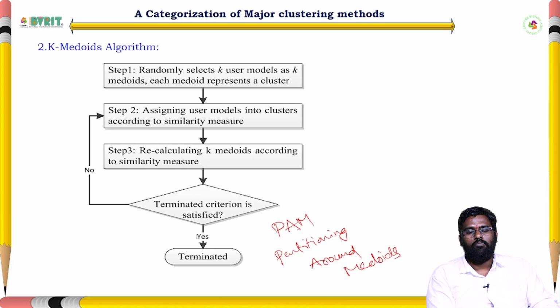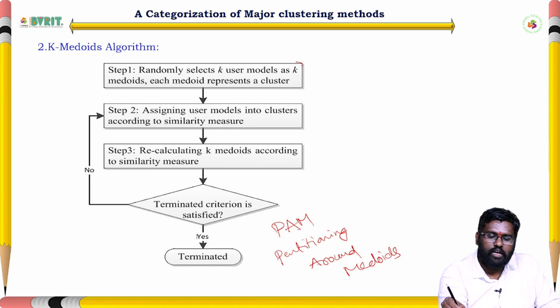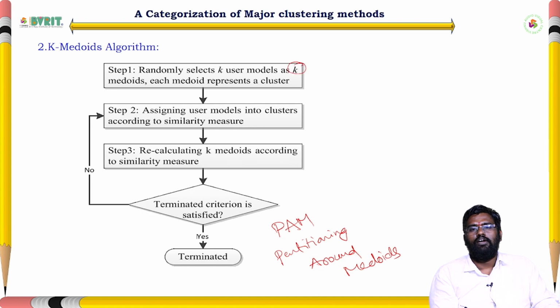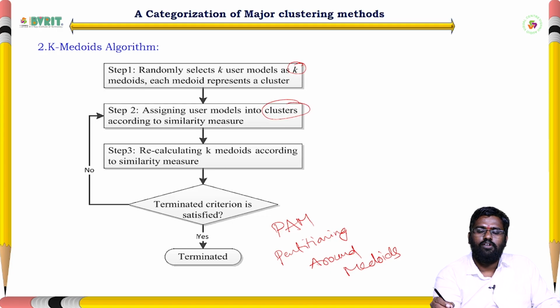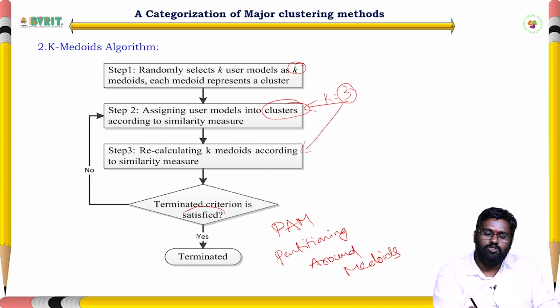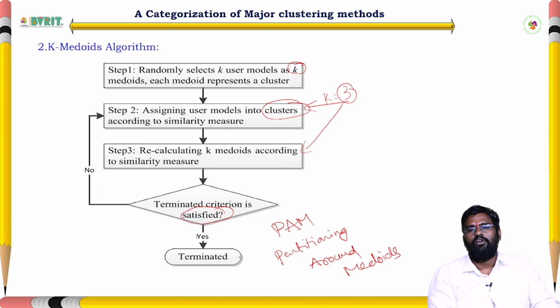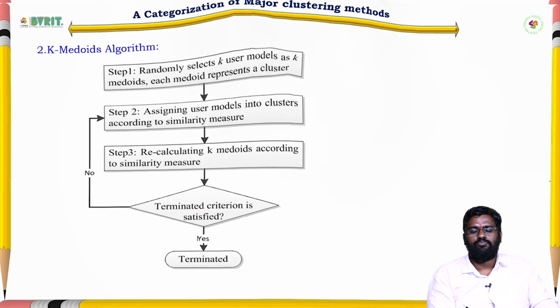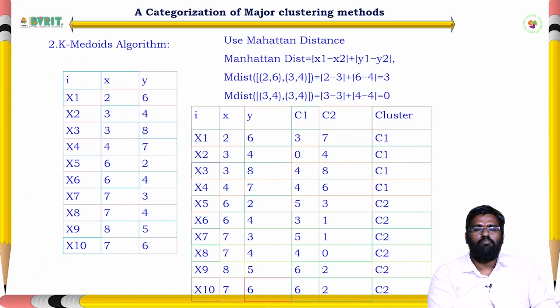Now in this, first we need to select k clusters' medoids, and then based on that we assign the points to clusters. For example, if I take k value 3, assign these 3 to the individual clusters, then we have to recalculate that process until the end. When they reach the stopping condition, we stop the process. Now I will show you one by one. I have taken an example here.